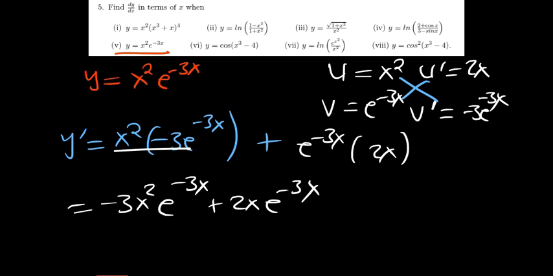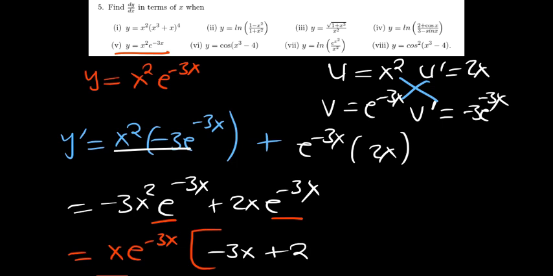Now at this point, this is where you can now see what is common, right? You can see that e is common. You can also see that x is common, so you can have x and e being common. And in the brackets, what remains for the very first part, you have negative 3 and an x remaining. Then the other part, you just have a 2 remaining. So that's what you have after differentiating that.